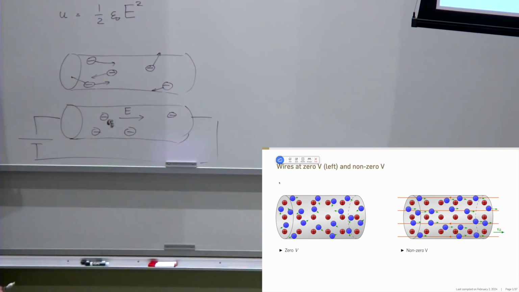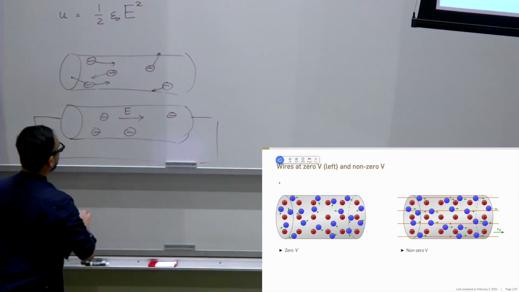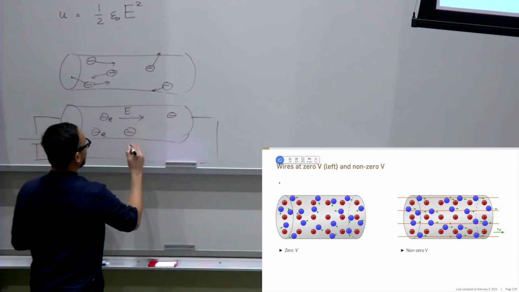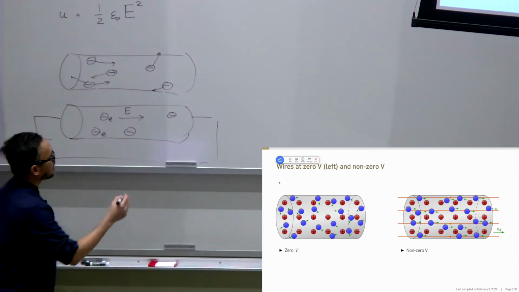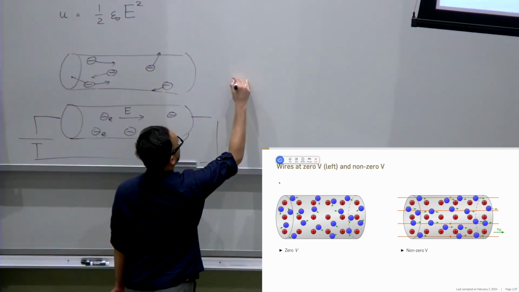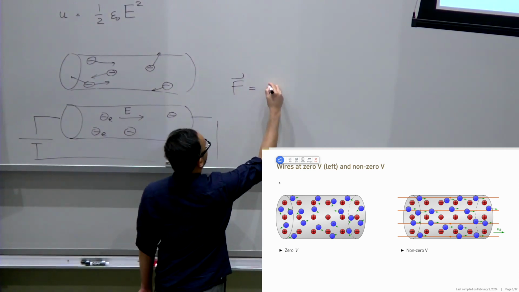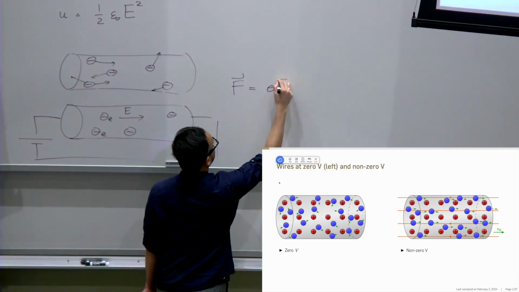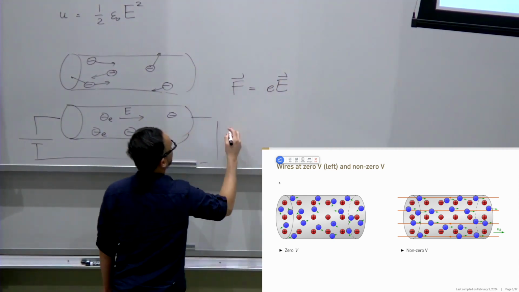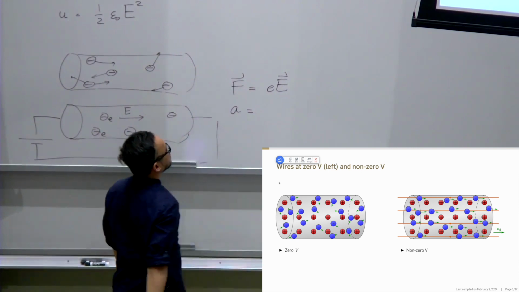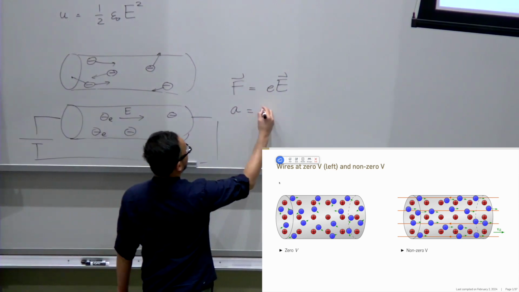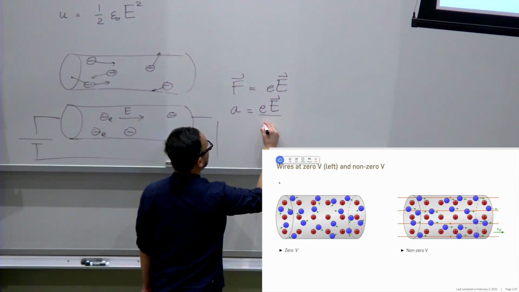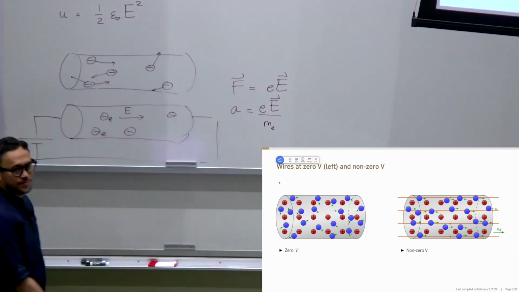Each electron has charge small e and has the mass of an electron. So what is the force? The force is ma. So force is e times capital E, and the acceleration is what? The charge of the electron times the electric field divided by the mass. Okay.